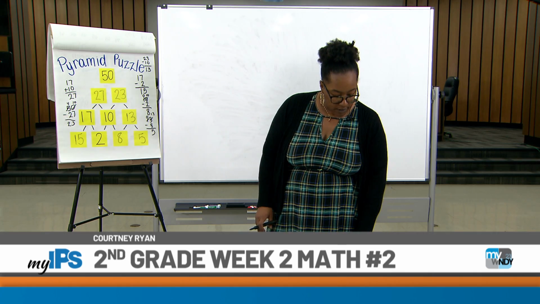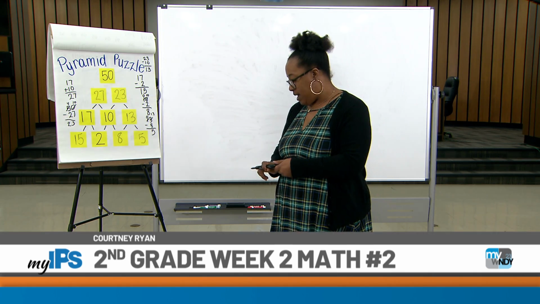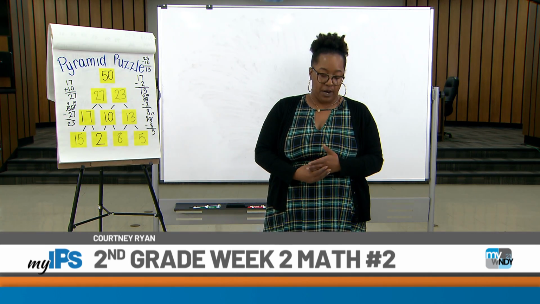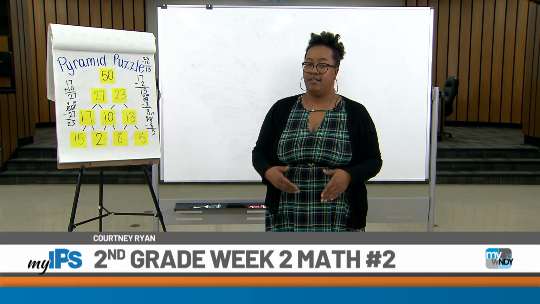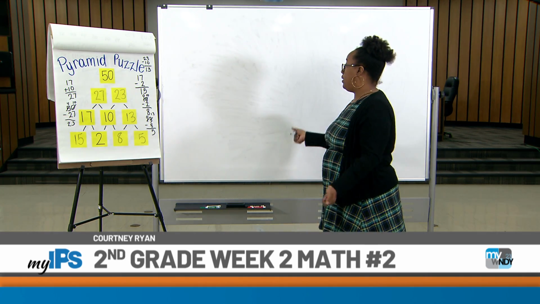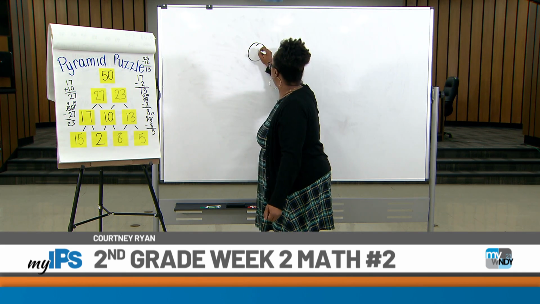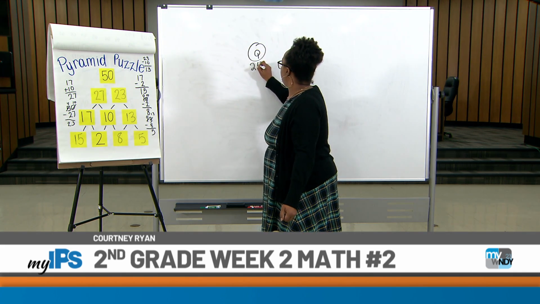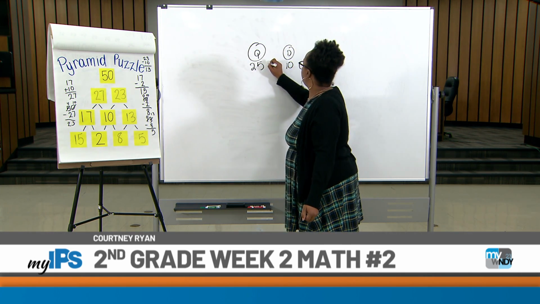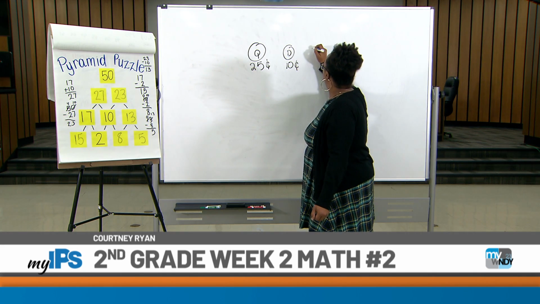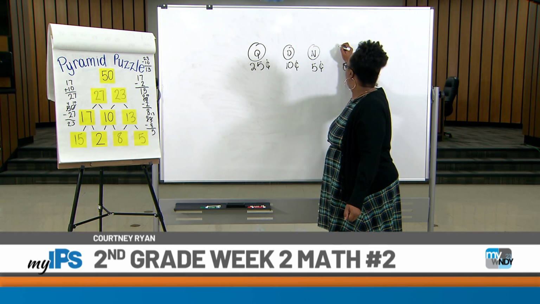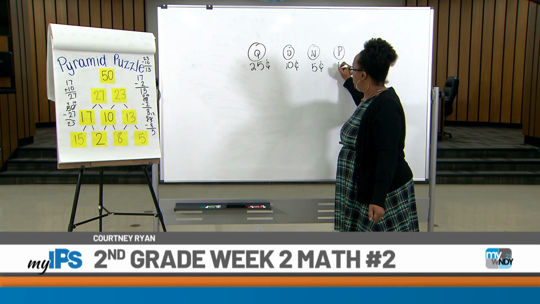Now let's move on to our next activity of making change. So our directions say that they want you to make 47 cents using exactly 6 coins. So the first thing we need to know is the value of each coin. A quarter is worth 25 cents. A dime is worth 10 cents. A nickel is worth 5 cents, and a penny is worth 1 cent.